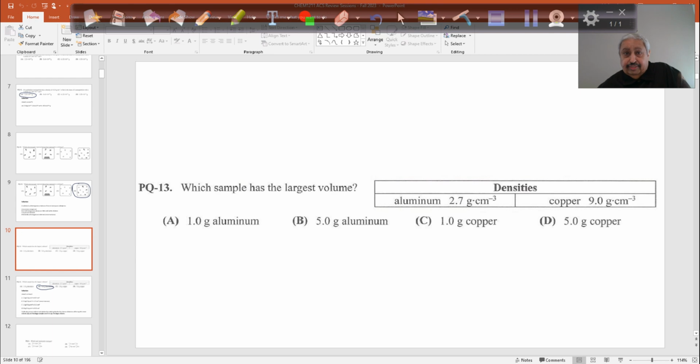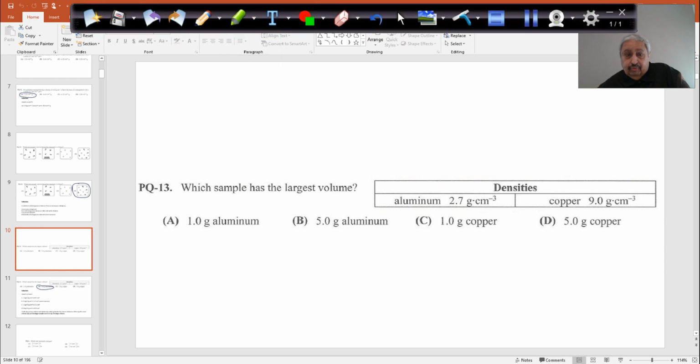So now we have this: which sample has the largest volume? Which sample has the largest volume? We have aluminum at 2.7 gram per cubic centimeter. As I said, cubic centimeter is used for volume, and centimeter squared for area. And 1 cubic centimeter is 1 ml. ml is used for liquids, cubic centimeter for solids, and liter for gases.